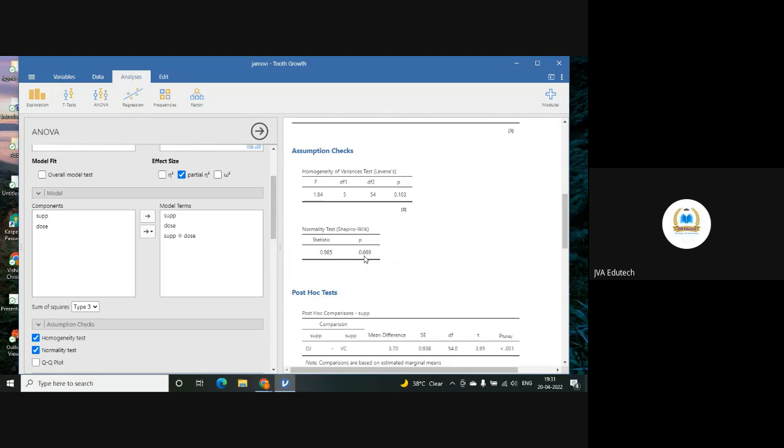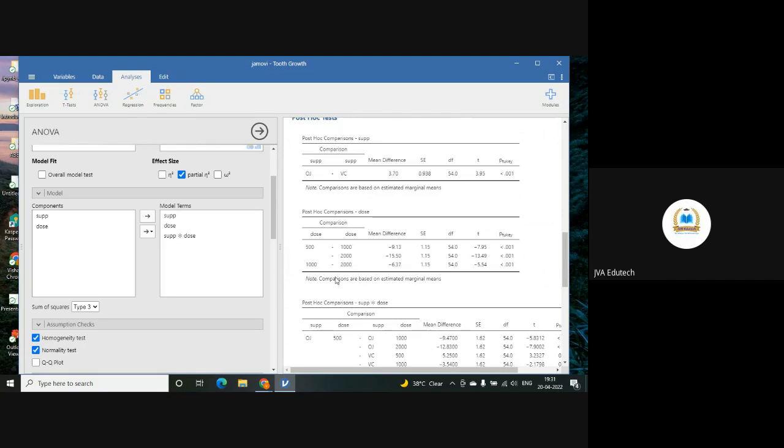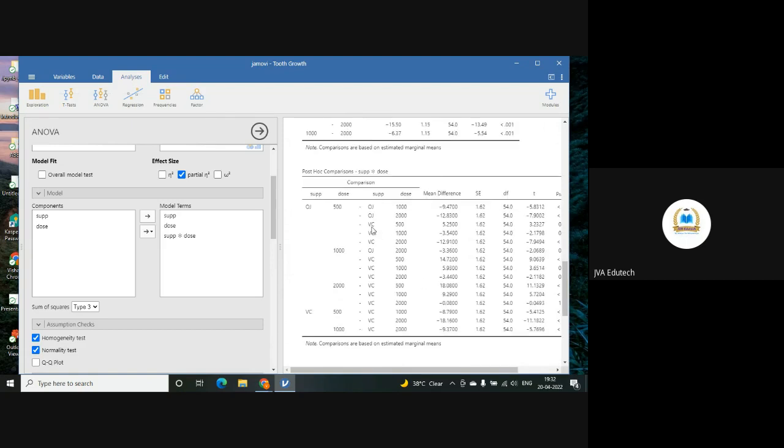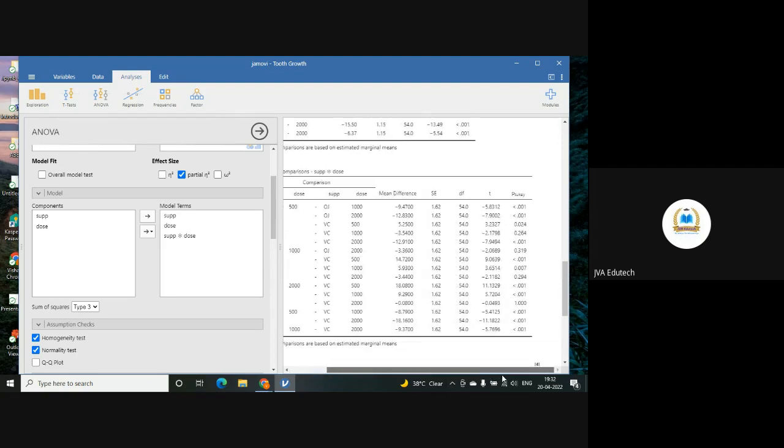We have performed two-way ANOVA. Two-way ANOVA told us that different types of supplements, dose, and when they are combined together, all show significant difference. Then on further analysis through post-hoc comparisons, multiple comparison as we call it, we found that different types of supplements and different doses show a different effect on tooth growth. Then in the post-hoc analysis of the combined dose plus supplement, we found that orange juice at all dose levels has a different effect on tooth growth. Vitamin C only shows significant difference in the case of 500 mg and 2000 mg.